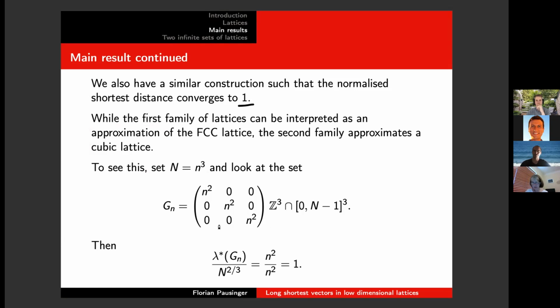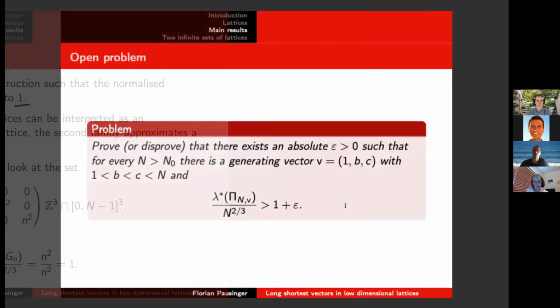And now if we look at the co-volume, which is the determinant of this matrix, and if we plug it in here, we get an n square, and the shortest distance in this lattice is obviously n square as well. So overall, we get a 1. So if we find lattices that also have a value 1, then they usually approximate the cubic lattice.